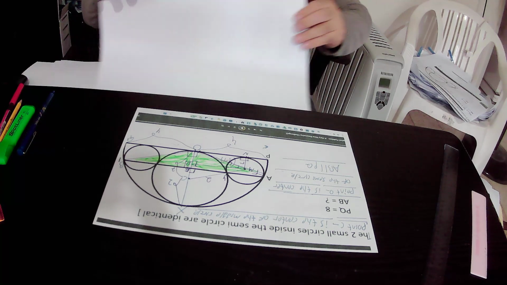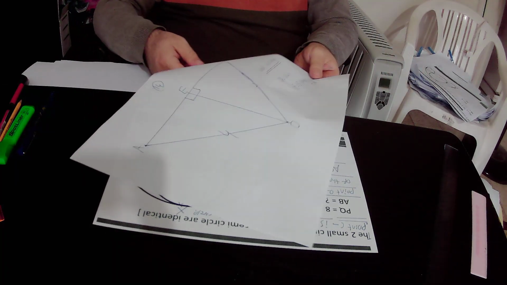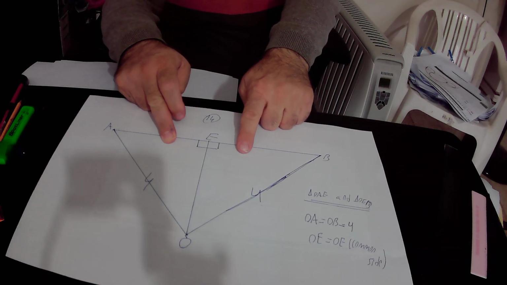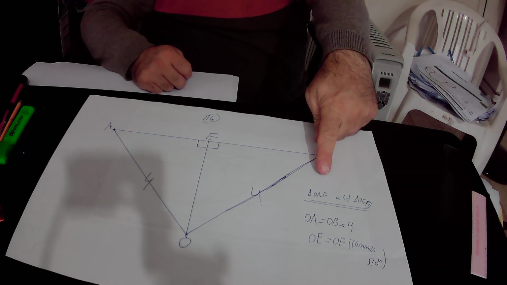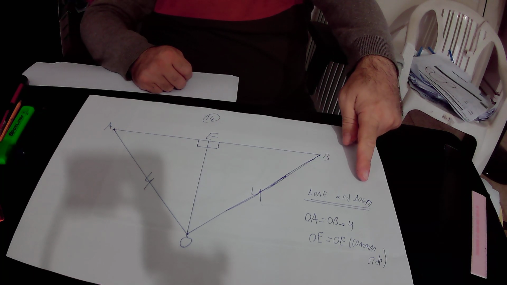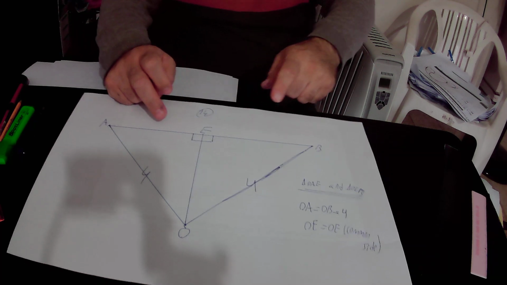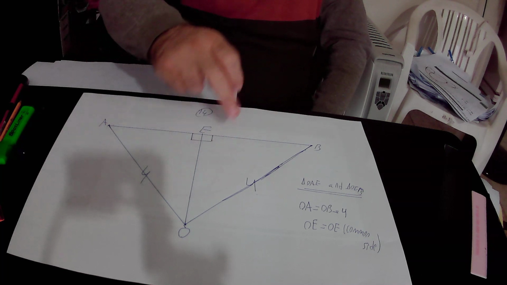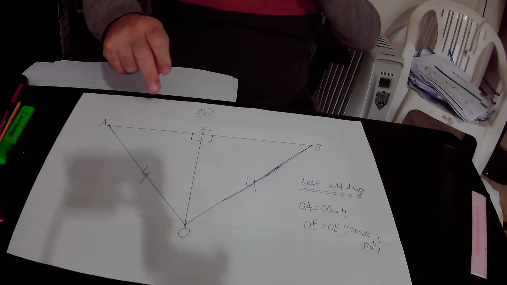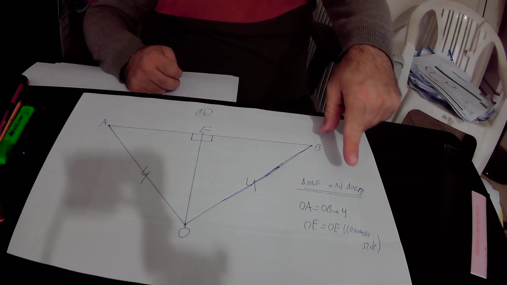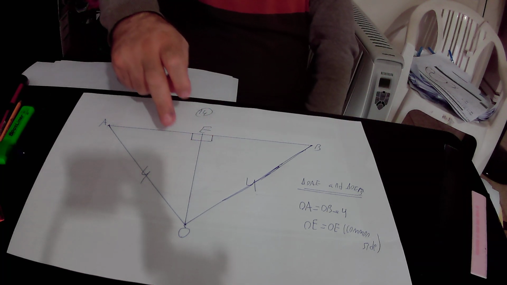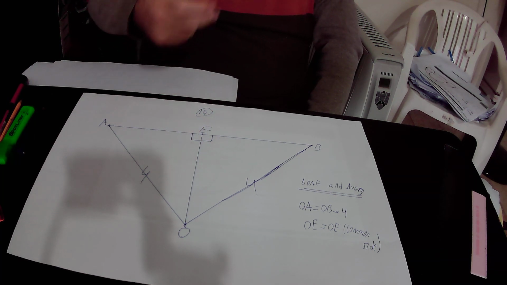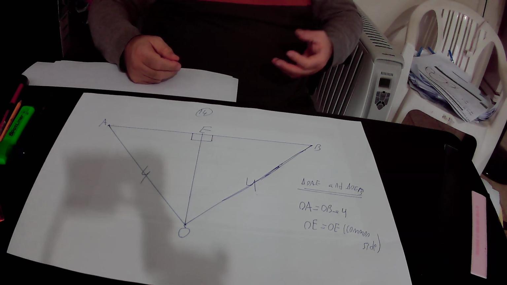Then we actually proved that those two green right triangles can relate to each other. So I copied again those two green triangles. We focused on the right triangle OEA and on the right triangle OEB, and we proved that they are congruent. Why are they congruent? Because OA equals OB, they are both equal to 4 units, and OE is a common side. It belongs to both right triangles, so OE equals OE as a common side.